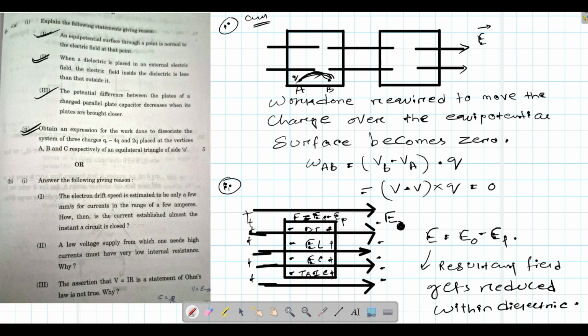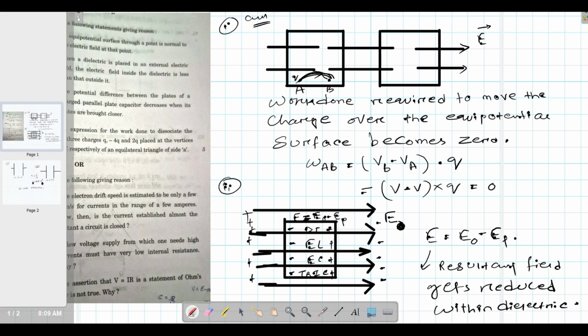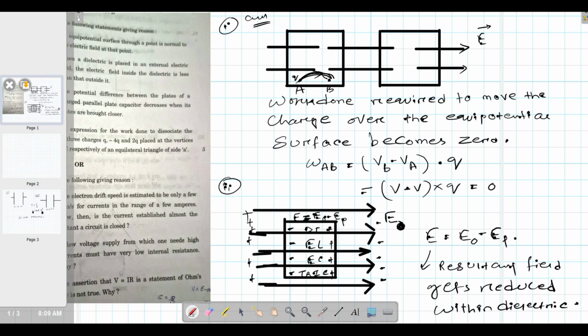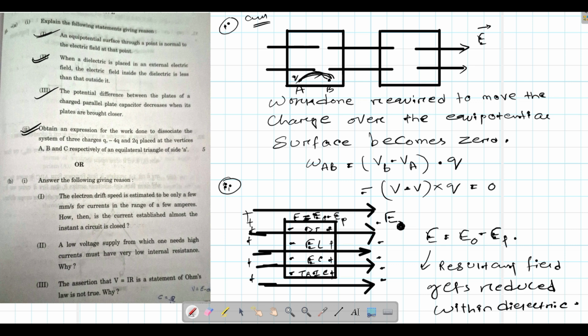Obtain an expression for the work done to dissociate the system of three charges q, minus 4q and 2q placed at the vertices A, B, C of an equilateral triangle of side A. So find the work done for this purpose.